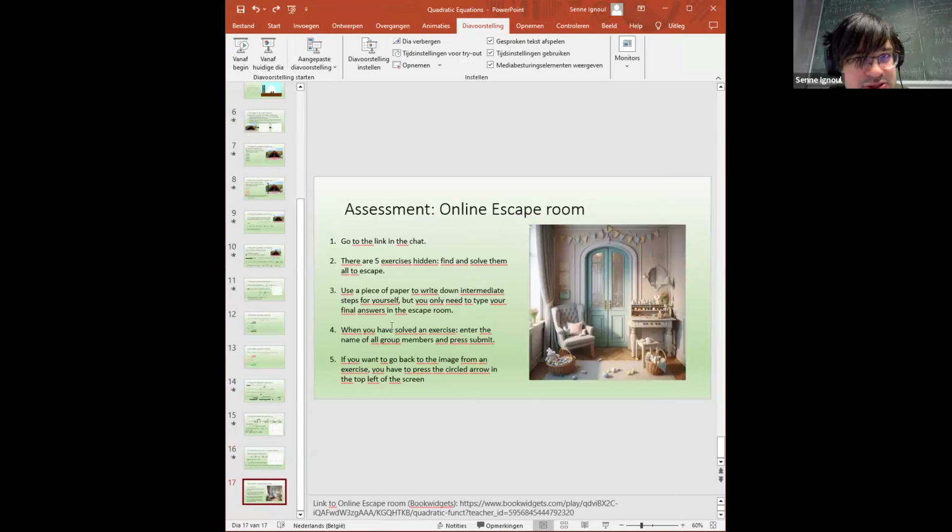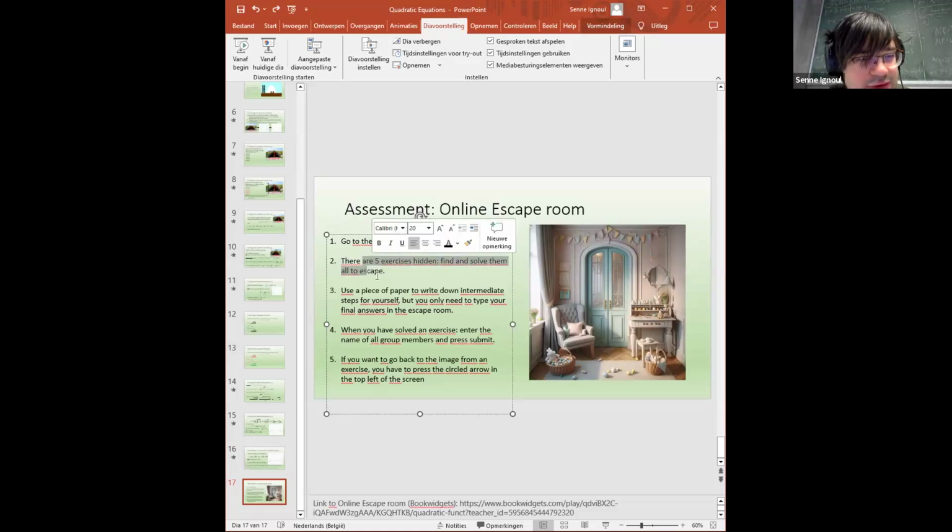So here are some instructions, which might also have been useful for the testing, but I forgot to share them. So first go to the link that I will share in the chat. You need to find 5 exercises, find them all to escape. Use a piece of paper to write down your intermediate steps, but you only need to type in your final answers in the escape room.